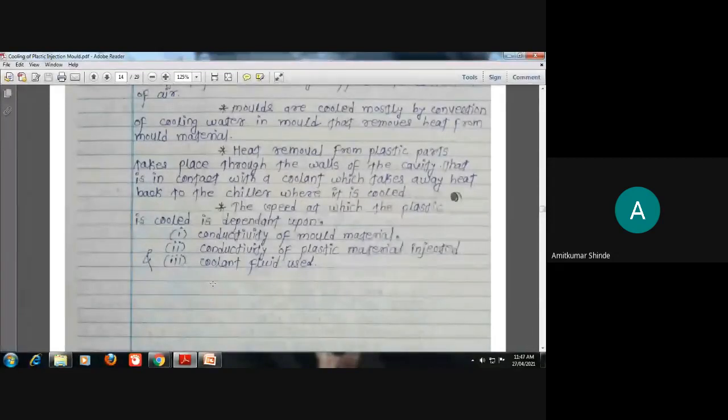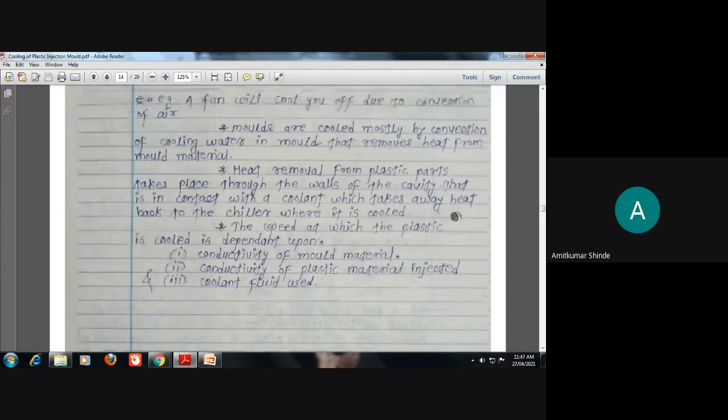Now here, what are the important factors? The conductivity of the mold material, conductivity of the plastic material, and the coolant fluid used. Depending on this, the cooling rate will be decided, depending on the cooling rate the rate of solidification will be decided, and depending on the rate of solidification, the properties of the final product will be decided. So in this way you have to explain the heat dissipation and determination of heat quantity dissipated in cooling. So this is the conceptual explanation.